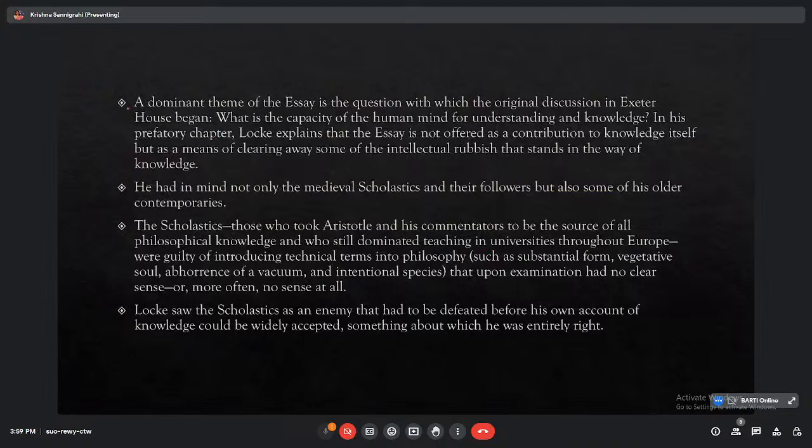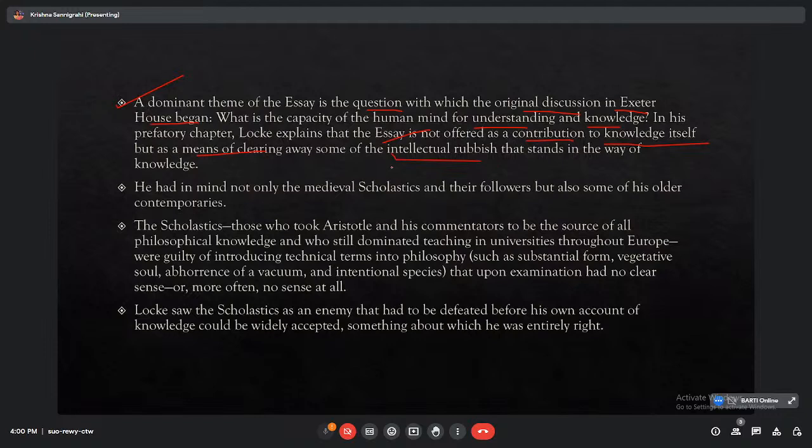So, a dominant theme of the essay is the question with which the original discussion in Exeter House began. What is the capacity of the human mind for understanding and knowledge? In his prefatory chapter, Locke explains that the essay is not offered as a contribution to knowledge itself, but as a means of clearing away some of the intellectual rubbish that stands in the way of knowledge.